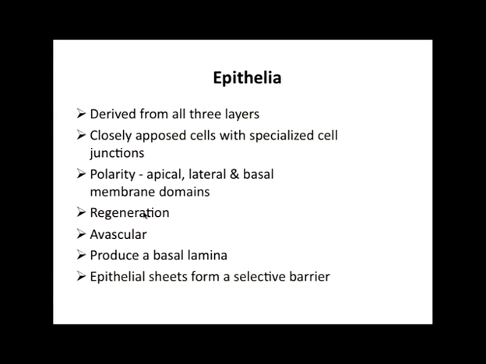Regeneration is important. They are able to regenerate and make a very exact replica of the tissue that was already there. This is as opposed to the process of healing, where you don't necessarily get the same kind of cells. You get a replacement to fill in a gap, but they can regenerate and renew themselves. They are, as I said, avascular. They make the basal lamina, a good portion of it, and the sheets are going to form a selective barrier.